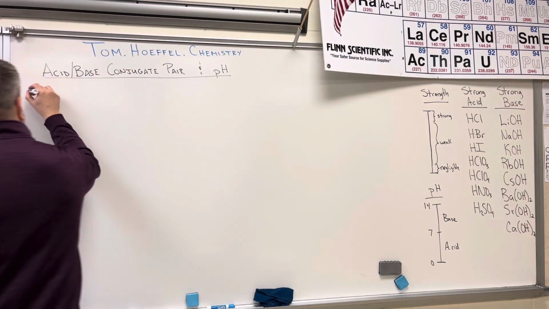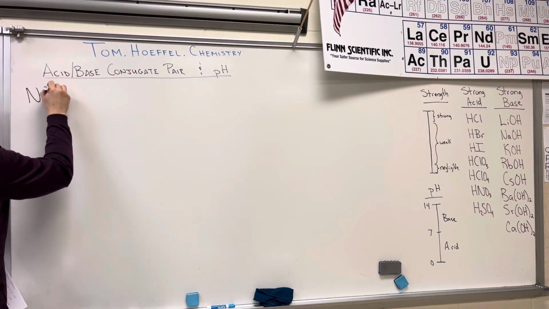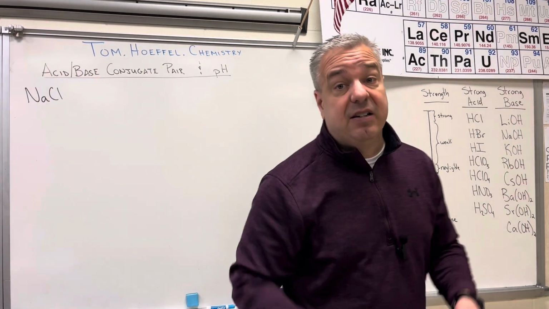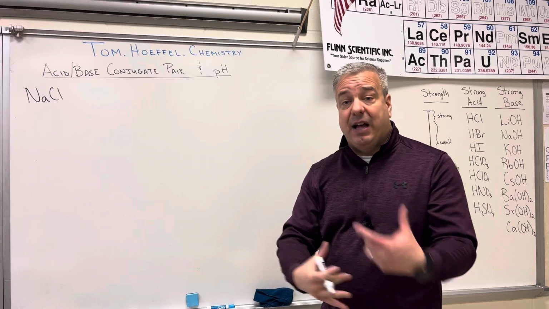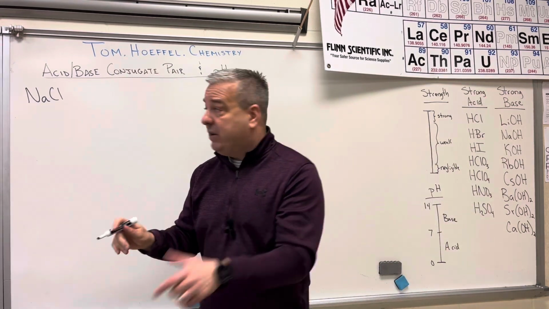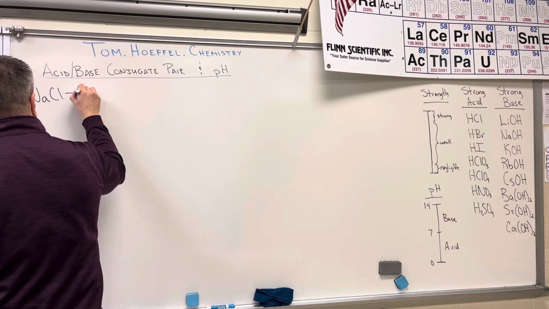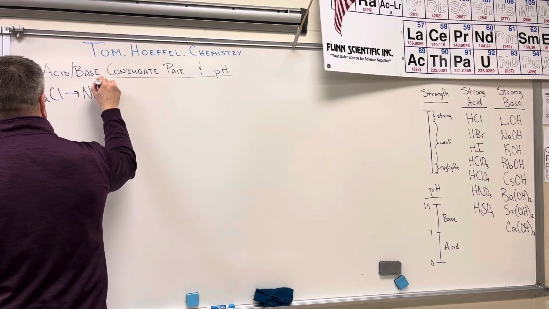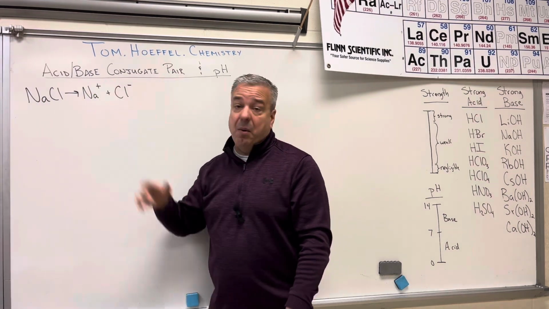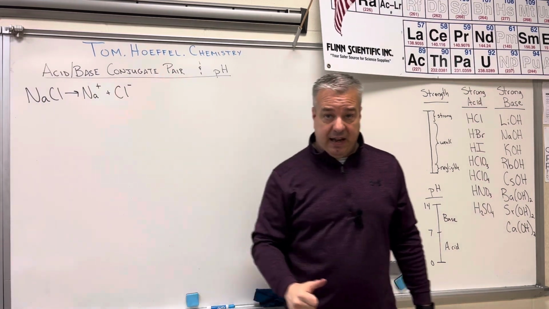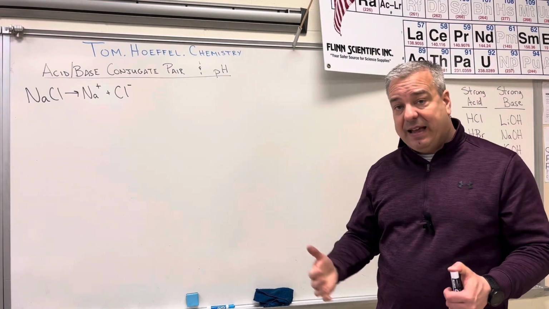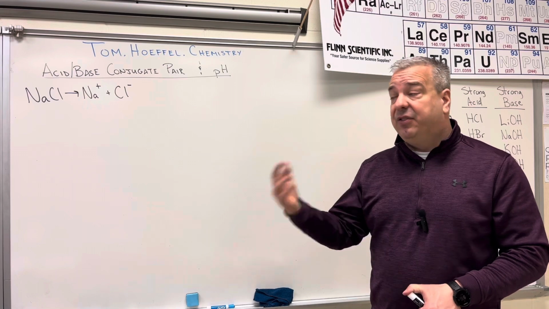Let's say I have some sodium chloride that I'm going to stick into water. The first thing I need to figure out is, does it dissolve? That's where our solubility rules come into play. It has an alkali metal, so it's going to dissolve 100% into sodium ions and chloride ions. Now, these ions might be conjugates of acids and bases, so we need to take a look at that and investigate their strength.